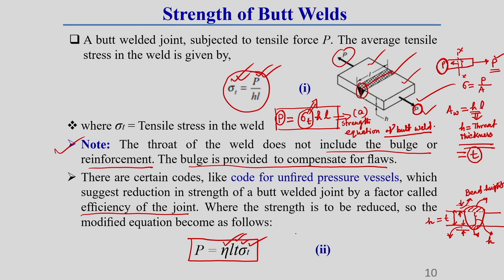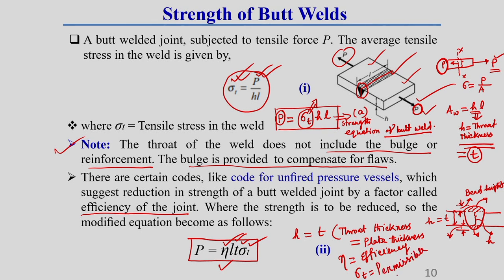One thing you should keep in mind, here the throat thickness AS is equal to the plate thickness T. That means in case of butt weld, throat thickness should be equal to your plate thickness. Now, this eta is called the efficiency of this butt joint, and sigma T is called the permissible normal stress of the weld. So, if the permissible stress is sigma T, then we can easily find out how much load this structure can sustain if it is subjected to a butt weld.